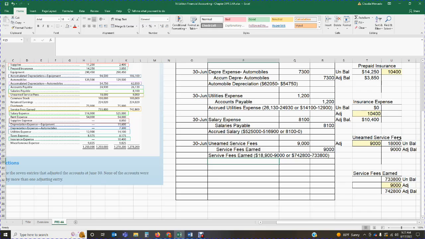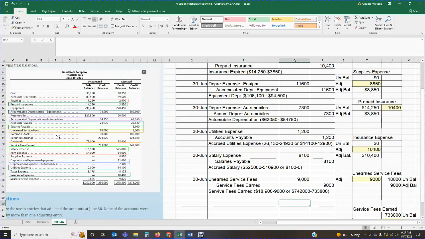So my unearned service fees account keeps track of the amount of money that has been paid in advance, and that you still need to perform a service to be able to earn that money. Once you earn that money, it transfers over to your service fees earned account. This is where we recognize actual fees earned. This is where you worked, you performed a service, and you've earned your money. Okay? So that takes care of my 9,000. I have a debit and a credit for that one.